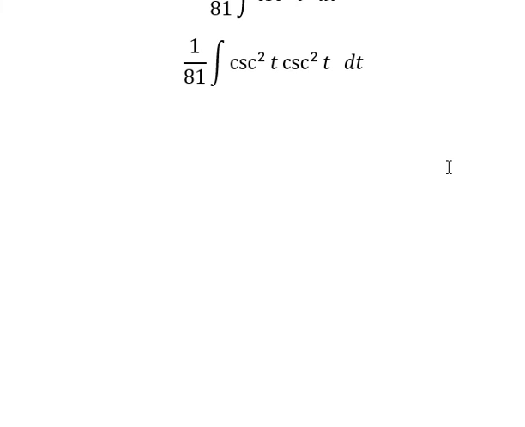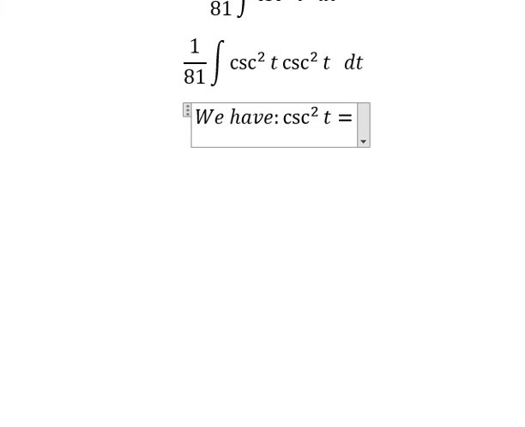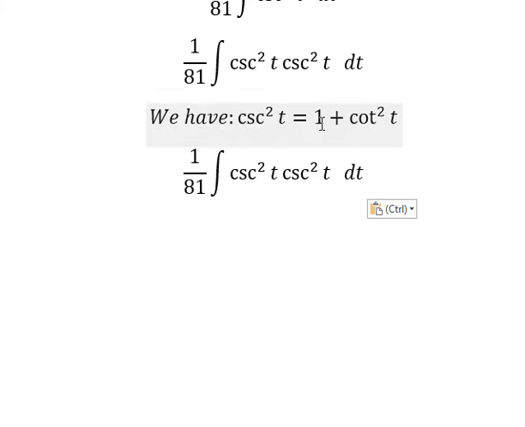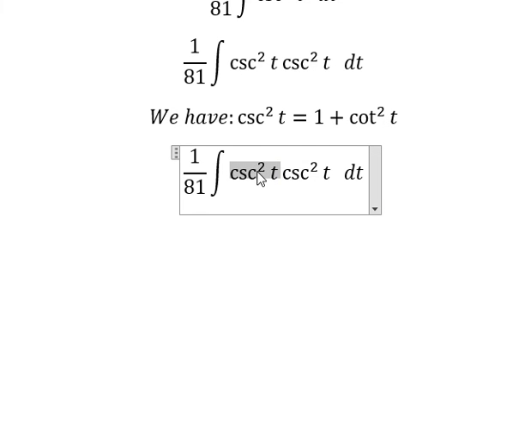Next, we have the formula. Cosecant of t squared equals 1 plus cotangent t squared. So I will put this one here.